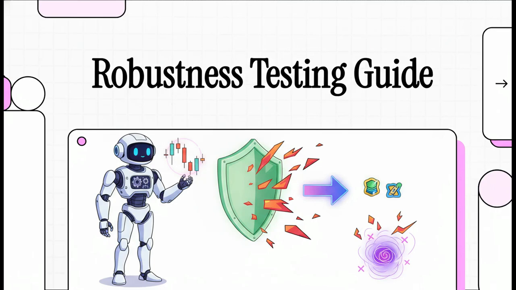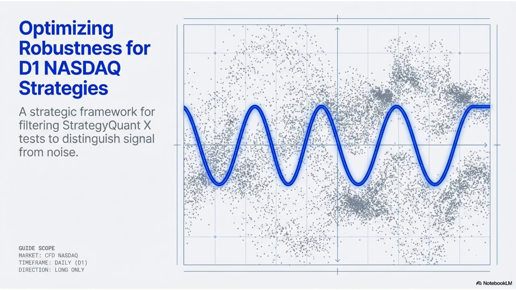Welcome to the Explainer. So you're an algorithmic trader. You've spent countless hours building what you think is a really promising strategy. But then you hit a huge wall of robustness tests. The real question is, how do you figure out which ones are absolutely critical and which ones are just, well, a total waste of your valuable time?